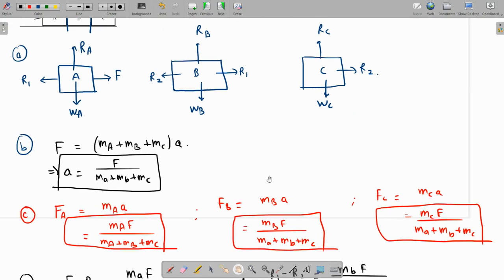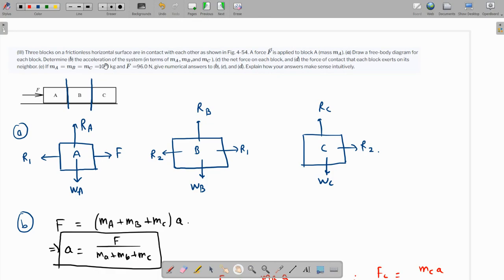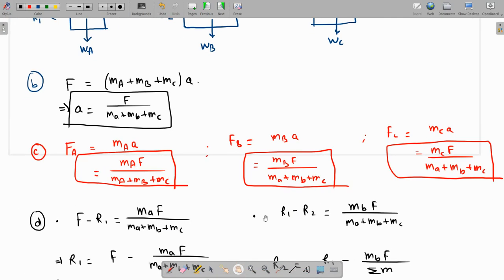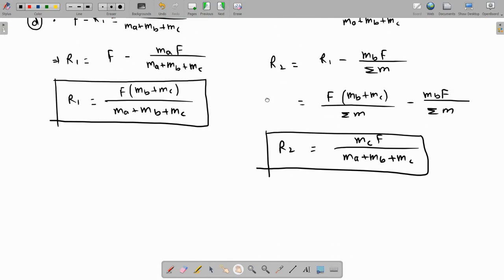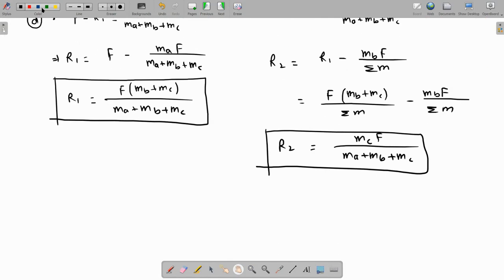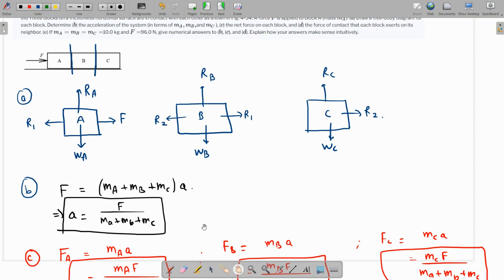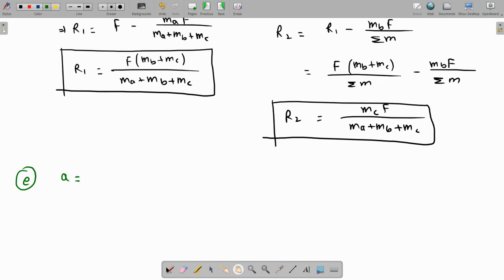And the last part talks about if all the masses are equal to 10 kg and the force is given, we have to give the numerical answers for the remaining parts. So all the masses are 10 kg. Let's talk about the next part. We are going to find the acceleration now. The force is 96 newtons, and the masses are 10 kg each.